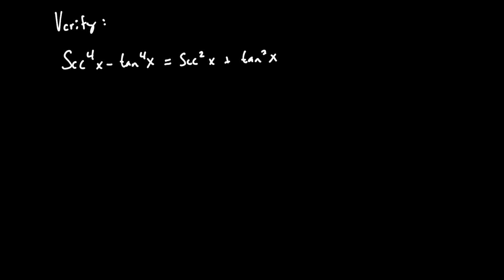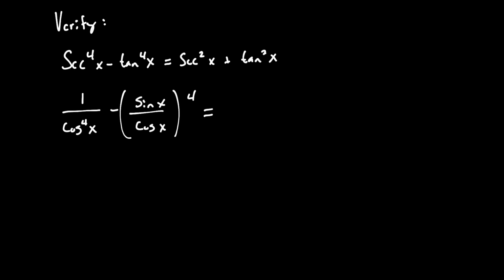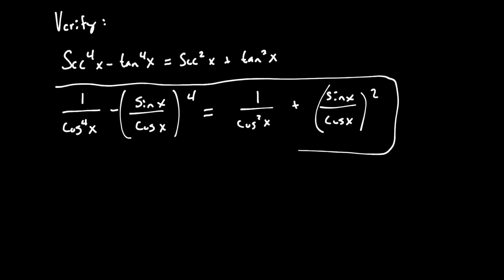So the left-hand side can be rewritten as 1 over cosine raised to the fourth x minus sine x divided by cosine x, all of this raised to the fourth. And the right-hand side is going to be equal to 1 over cosine squared x plus sine x divided by cosine x raised to the second. Again, this route doesn't look promising, so we should probably look at another way of solving this problem. It's possible that you could solve the problem using this way, but it wouldn't be the easiest.